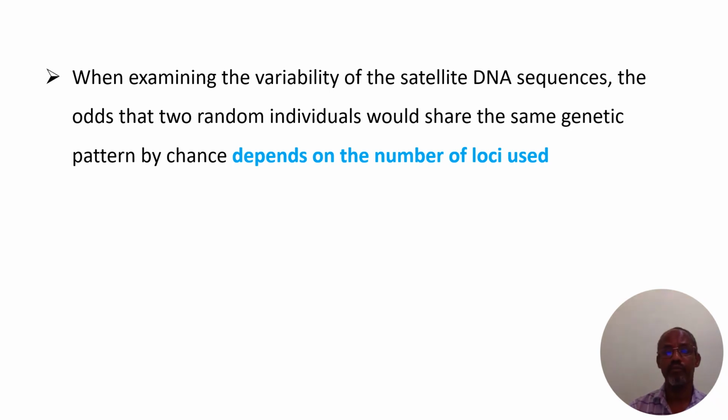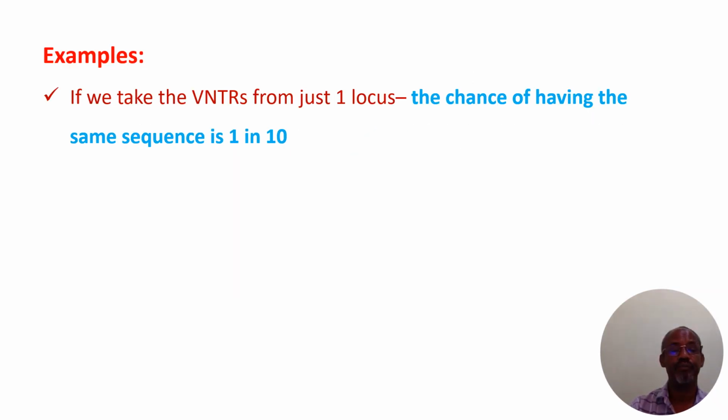It depends. Therefore, as the number of loci from which we take the satellite DNA increases, the chance that two individuals will have the same DNA profile significantly decreases. Therefore, for example, if we take the VNTRs from just one locus and do DNA profiling, the chance of two random individuals having the same DNA profile is 1 in 10.